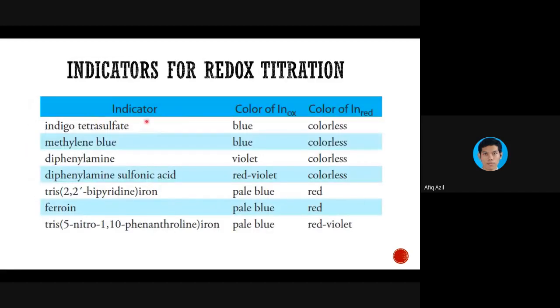Some examples of indicators for redox titration. You can have indigo tetrasulfate, methylene blue, diphenylamine, and their color changes. So this one has one color if there is more oxidizing agent, or in reduction, a different color. And also here you have ferroin from pale blue to red, so there are different color changes depending on the type of indicators that you use.